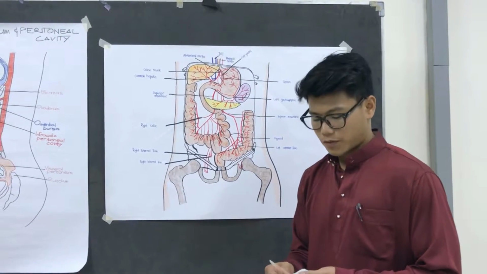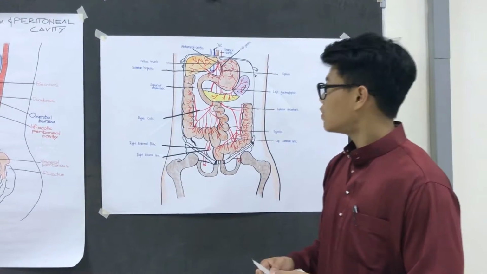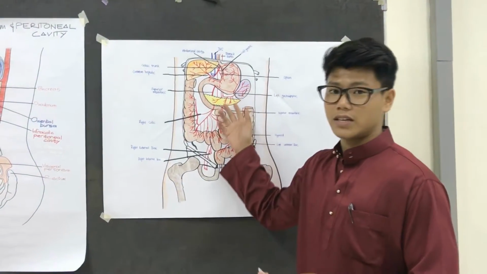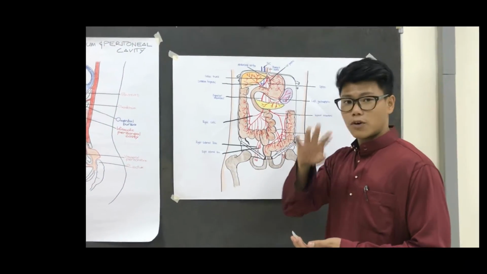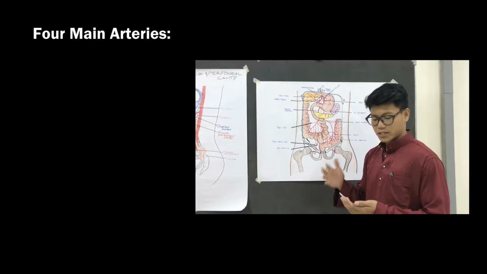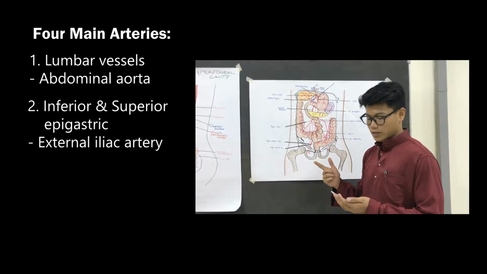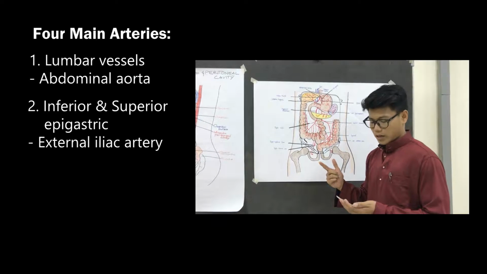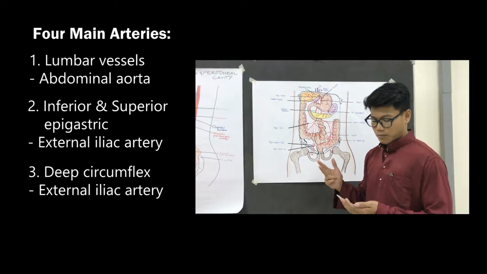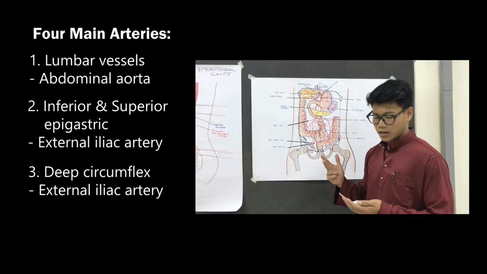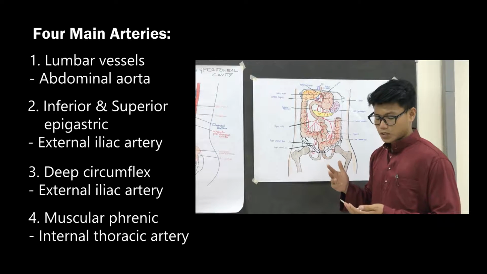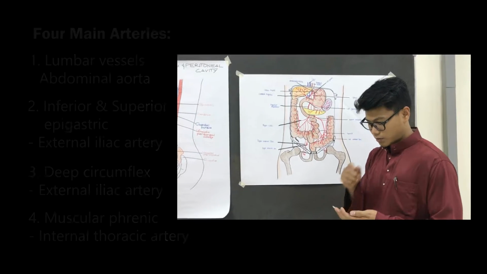Next, I'm going to explain about the vascularization of the peritoneum. For the parietal peritoneum, it is not stated in here, but basically there are four main arteries: the lumbar vessel, which is from the abdominal aorta, the inferior and superior epigastric from the external iliac, the deep circumflex, which is also from the external iliac, and also the musculophrenic, which is from the internal thoracic artery.